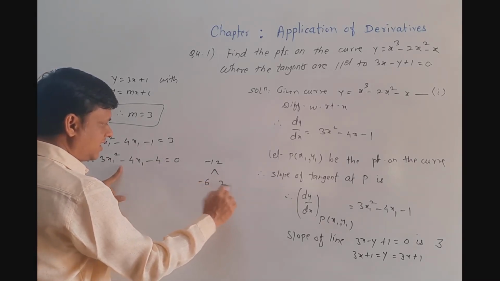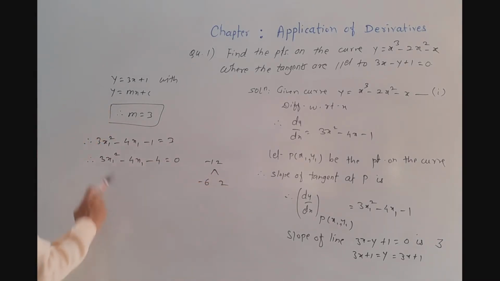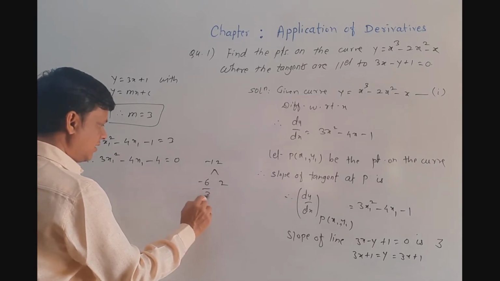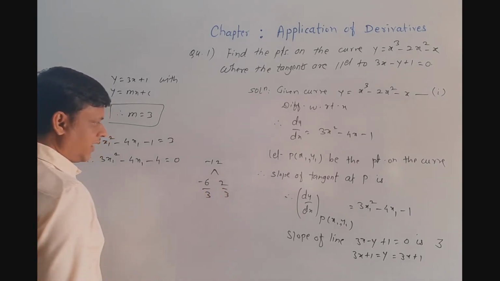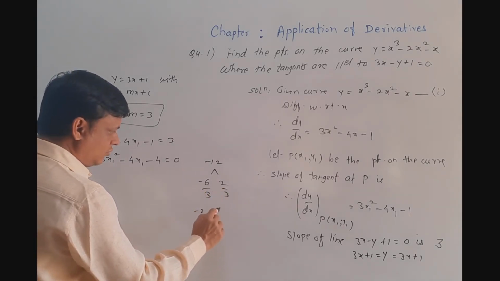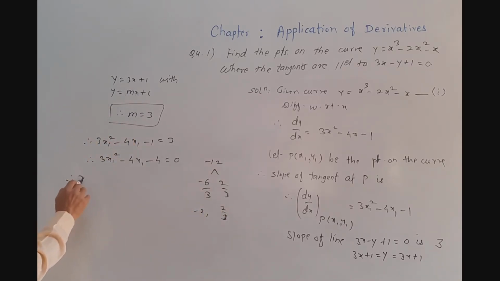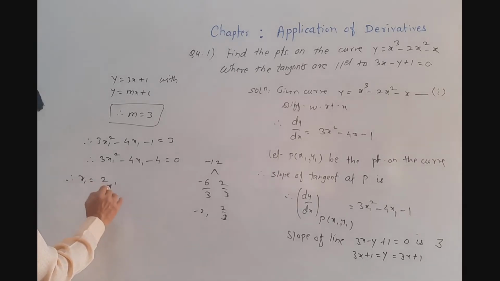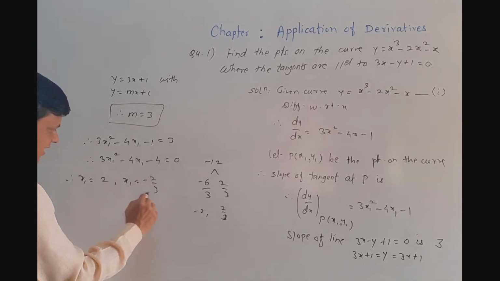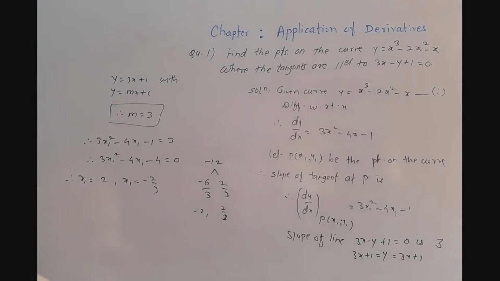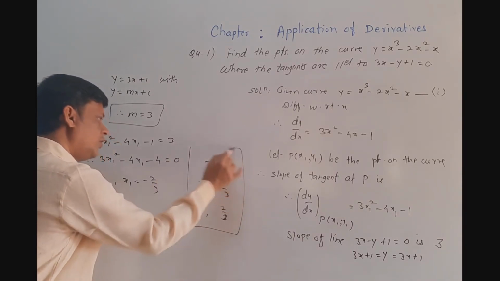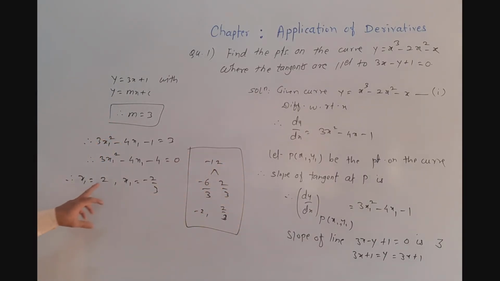So write minus 6, 2 as the factors. Here coefficient of variable degree 2 is 3. So we divide this by 3 and this also by 3. So we get here minus 2 and plus 2 by 3. So the factors are, therefore x1 is equal to 2, x1 equals minus 2 by 3. So you try yourself. So x1 equals 2, x1 equals minus 2 by 3.